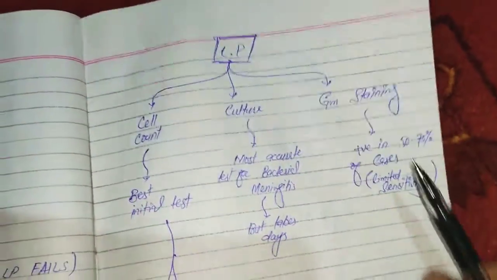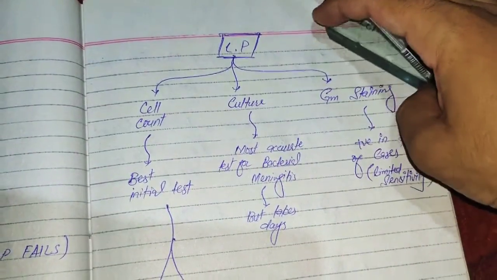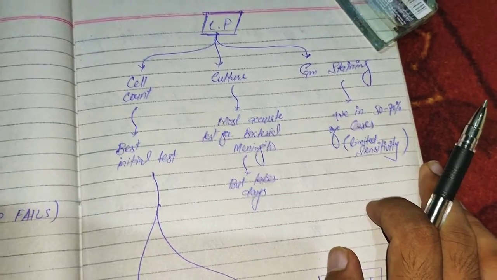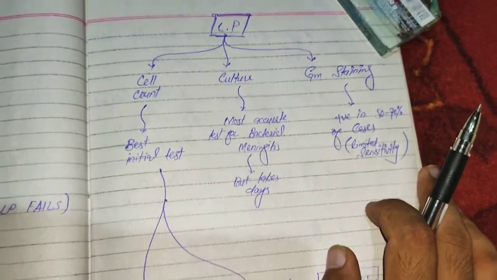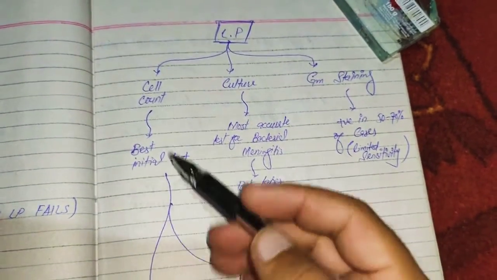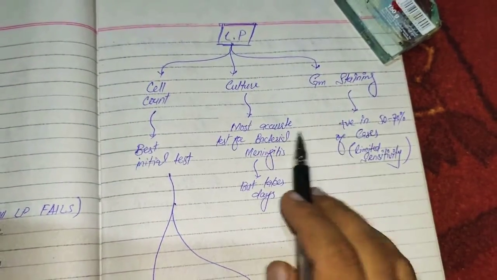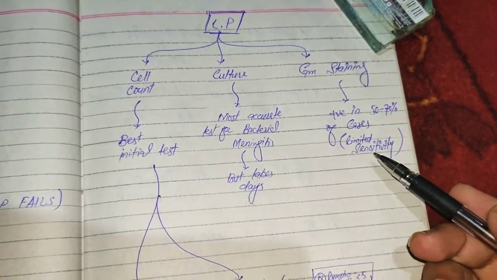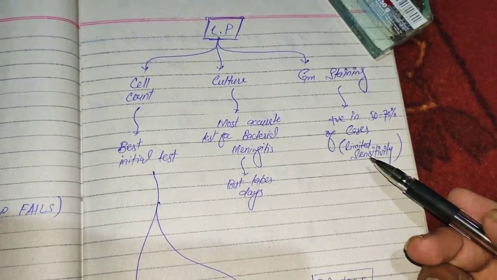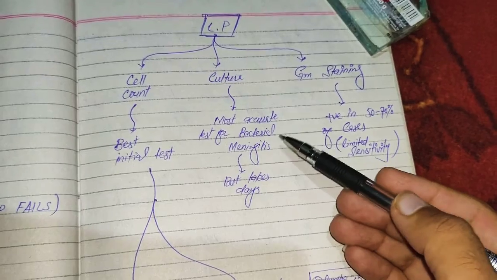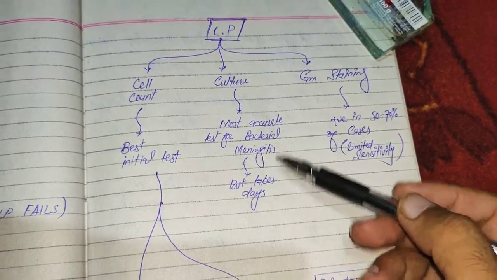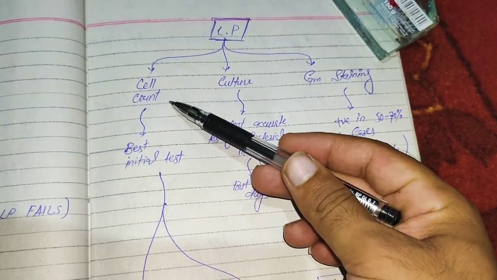Now, first of all, let's say there were no such signs: no focal neurologic deficit or altered mental status or all these things, so there was no increased intracranial pressure. We did the lumbar puncture. Now, what will you send? You will send for the cell count, the culture, as well as the gram staining. The gram staining is positive in 50 to 70% of the cases, but it has limited sensitivity. Similarly, the culture is the most accurate test for bacterial meningitis, but it takes time. So the best initial test that you have got is the cell count.